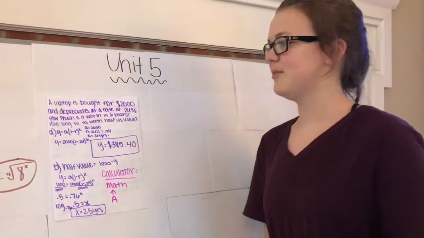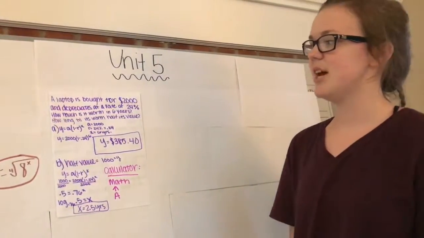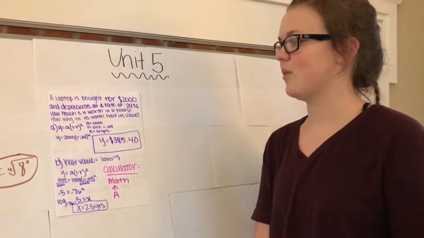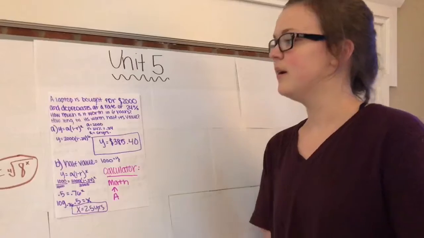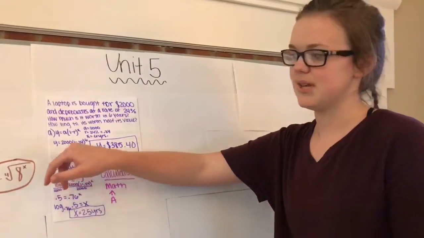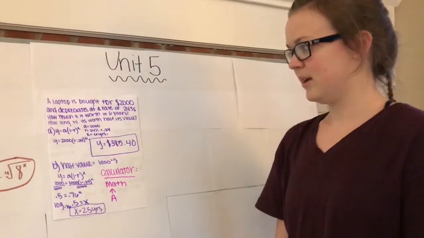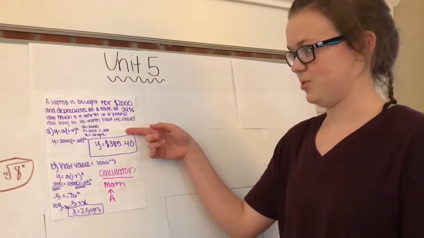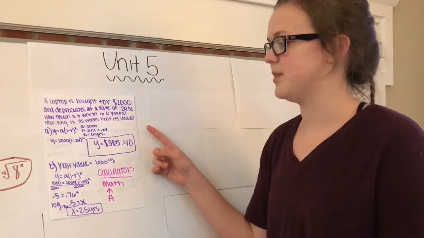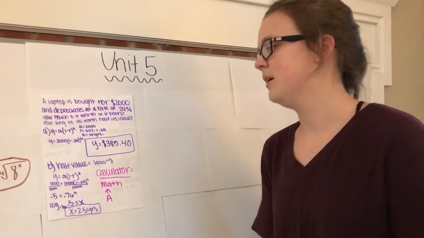I have an example of this, and it says a laptop is bought for $2,000 and depreciates at a rate of 24%. How much is it worth in 6 years, and how long till it's worth half its value? To find how much it's worth in 6 years, you would use your decay formula, which is y equals a times 1 minus r to the x. You would plug in all of it, which would give you y equals 2,000 times 1 minus 0.24 to the 6th, and when you put that in the calculator, that gives you $385.